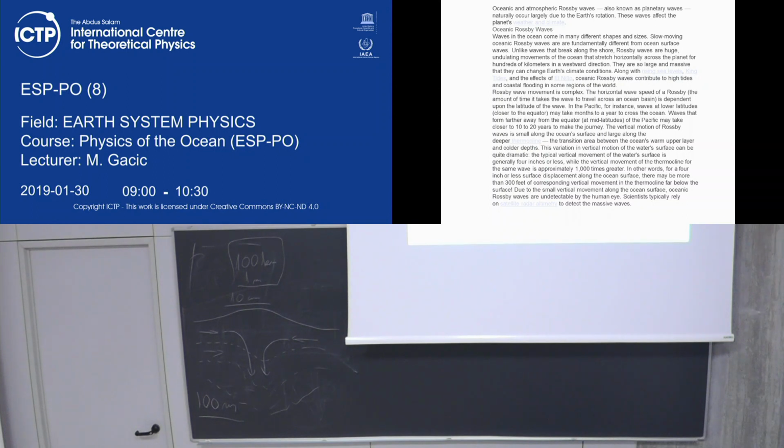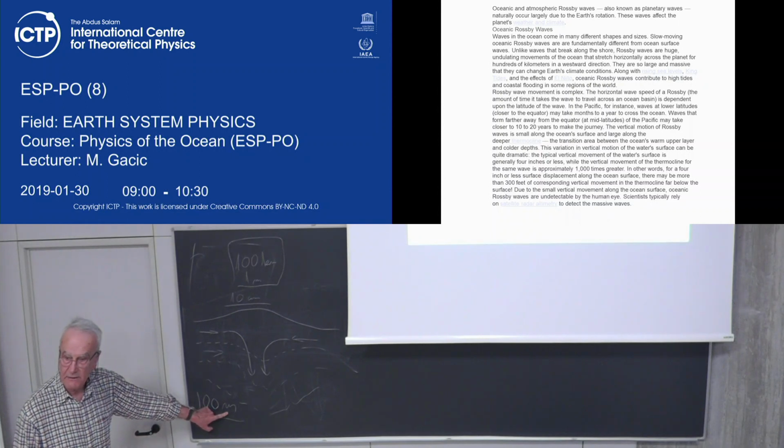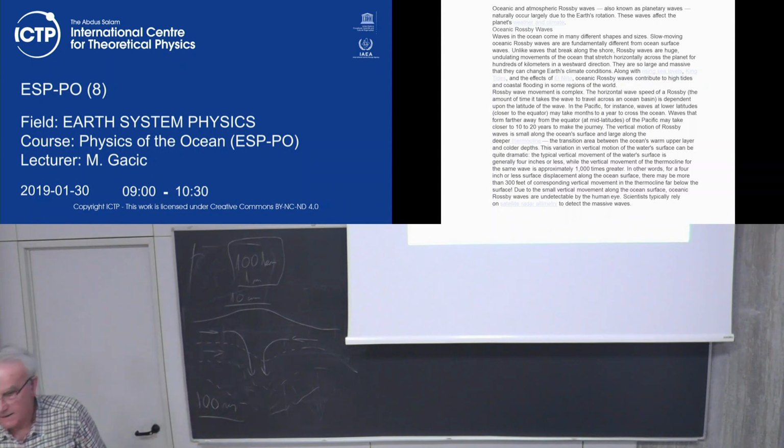1 inch is 3-4 centimeters, a few centimeters. And while the vertical movement of the thermocline for the same wave is approximately 1,000 times greater. This is what it really says here. Here we have 10,000 centimeters with respect to the 10 centimeters. So we have three orders of magnitude larger interface movement than the sea surface movement.